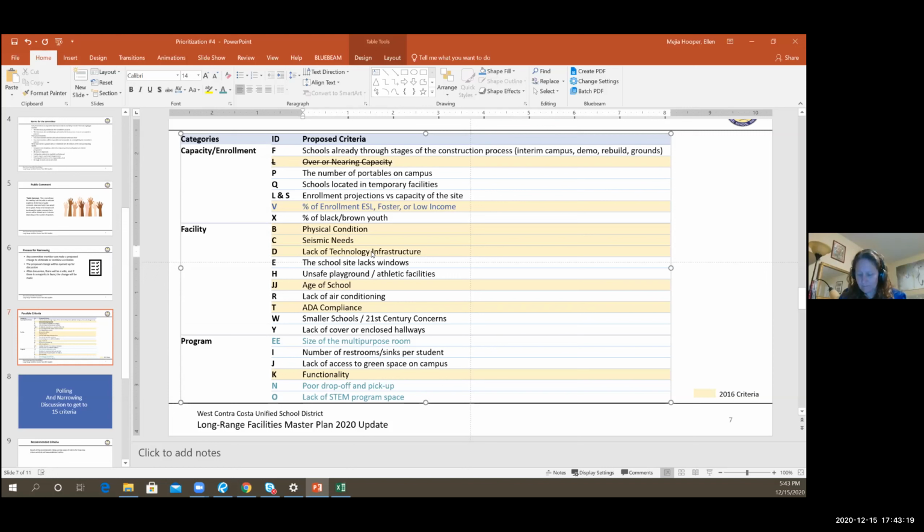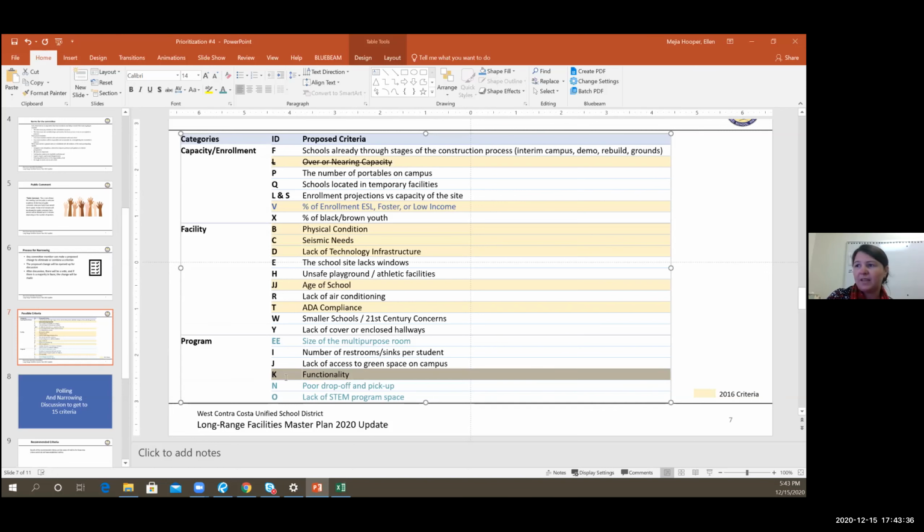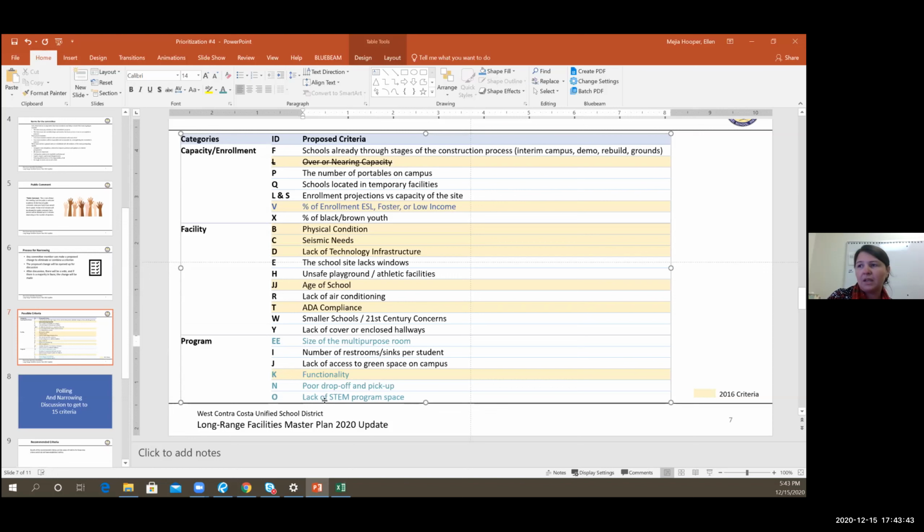Okay. I would point out that there have been many E-rate projects that have improved technology across the district. Just to round back so that we keep on this particular proposal: we're looking at taking K, and since EE, O, and N were considerations within the functionality score, we're talking about combining those together and using the functionality score as the metric.